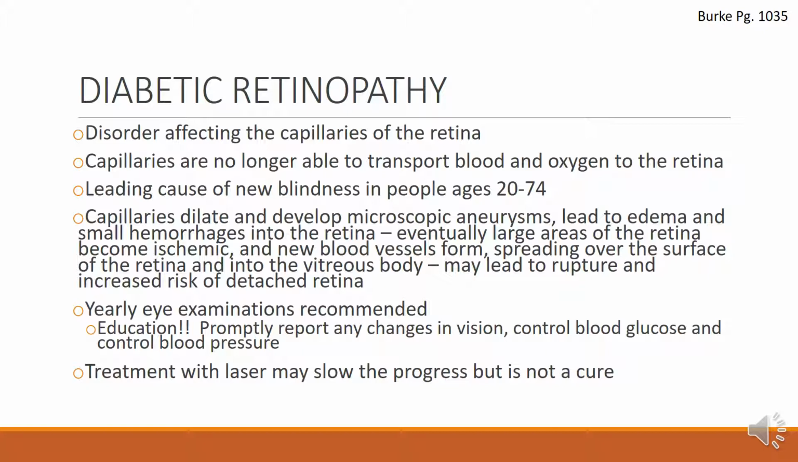Yearly eye examinations are recommended for anyone with diabetes. This is a big part of education. They should promptly report any changes in vision. They should control their blood glucose very closely, and they should control their blood pressure very closely. In patients that end up with diabetic retinopathy, they can do treatment with lasers to slow the progress. However, it is not a cure.